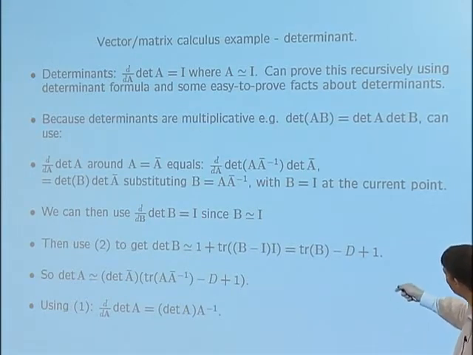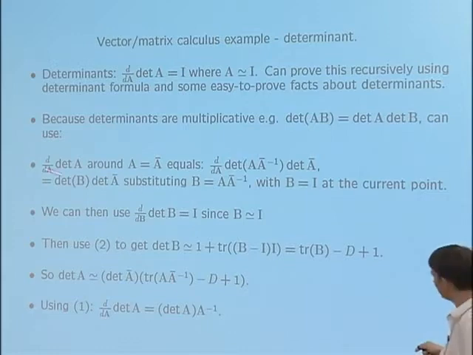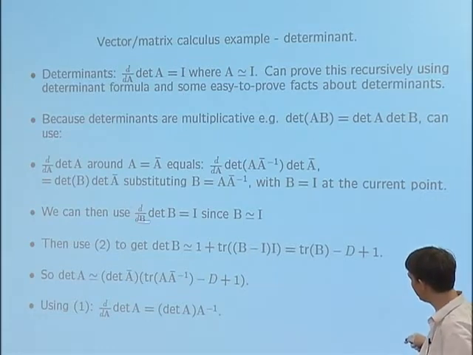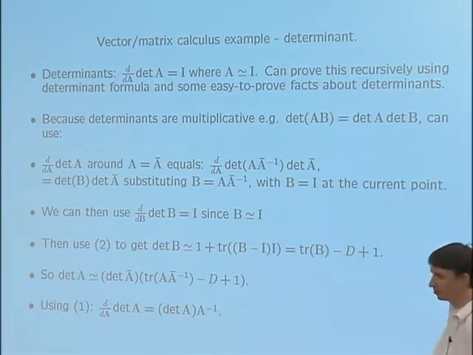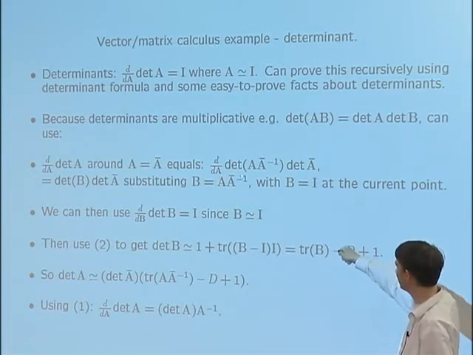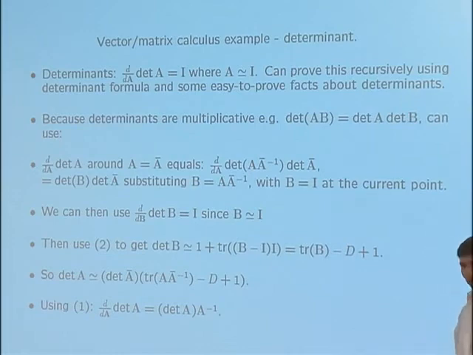So now let's substitute the letter B for everything inside the bracket so that it just makes things simpler. Then we can use d by dB of determinant of B at the unit matrix, since B is approximately the unit matrix. Obviously that's the case because these are inverses of each other, so it has to be the unit matrix. So then we use rule 2. Let's go back to what rule 2 is.